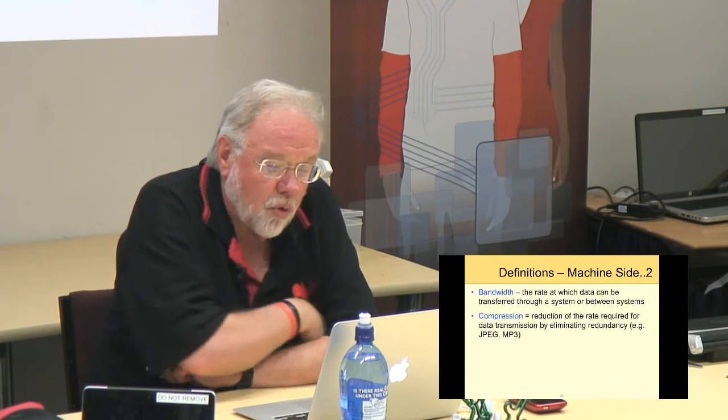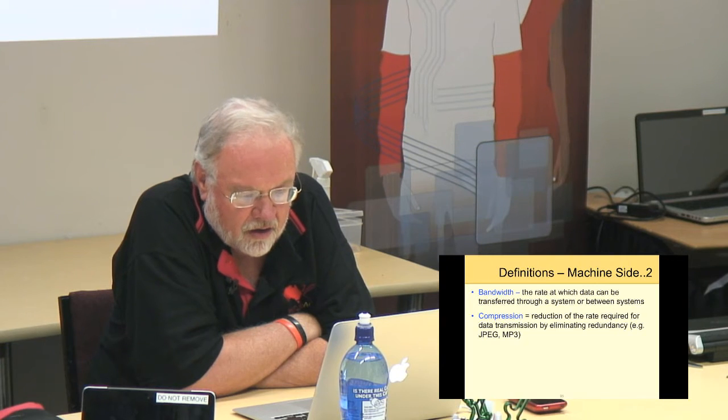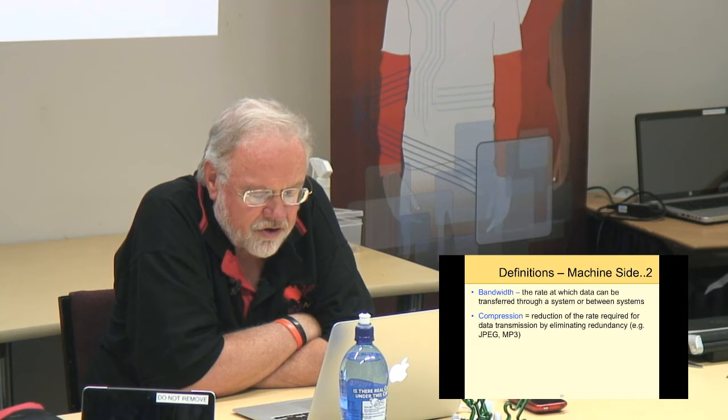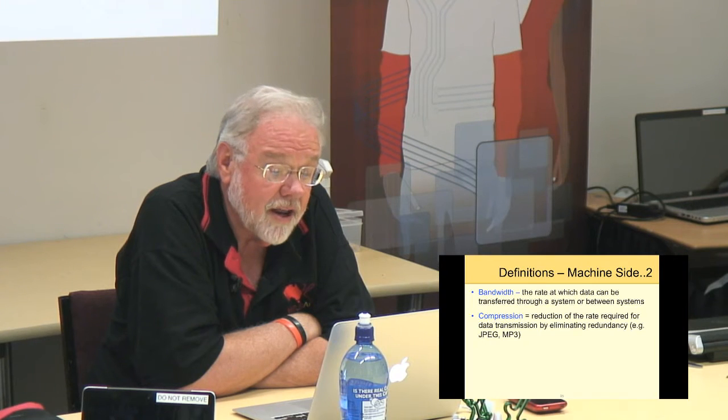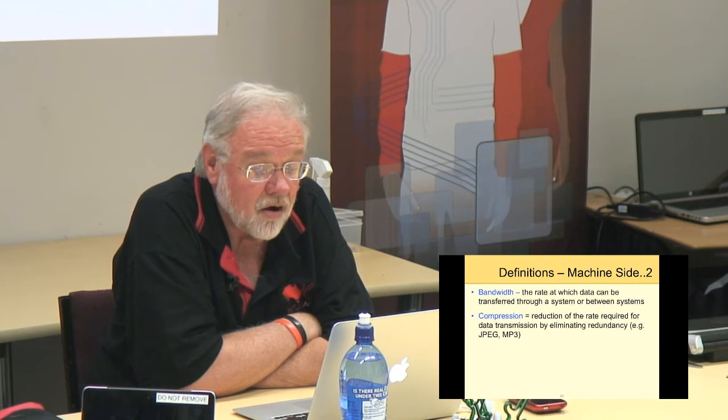Now, there's some other things that are important, especially when we talk about interaction with humans, and one is the bandwidth. This is the rate at which the data can be transferred through a system or between systems. Clearly here we're interested in the bandwidth between the human and the machine. But then there's also this notion of compression. Compression is tricks that we can play because there may be redundancy in that information path. And we can eliminate that redundancy, and as far as we are concerned, we still get the same amount of information. Well, that may or may not be true.